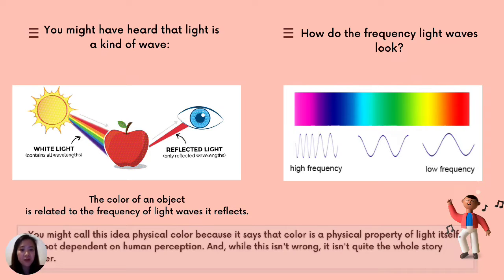And how do the frequencies of light waves look? You can see the picture here. The high frequency light waves look violet and the low frequency light waves look red. And in between frequencies, light waves look yellow, green, and orange, and so on. You might call this idea physical color because it says that color is a physical property of light itself, not dependent on human perception. While this isn't wrong, it isn't quite the whole story either.